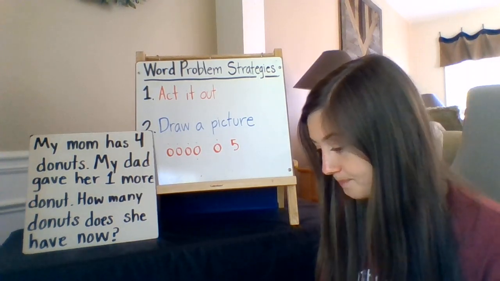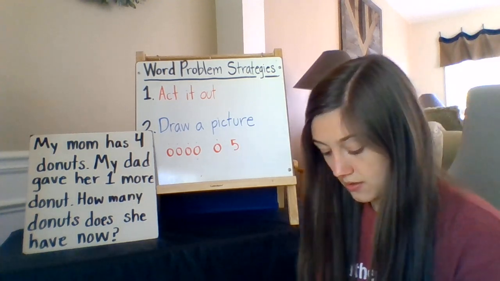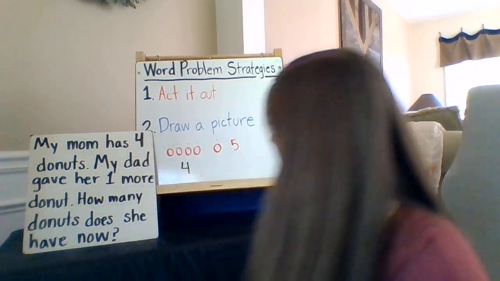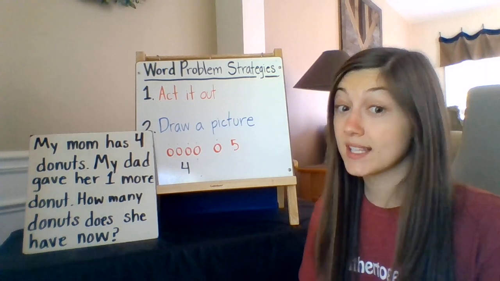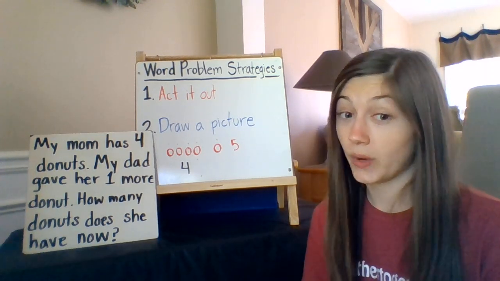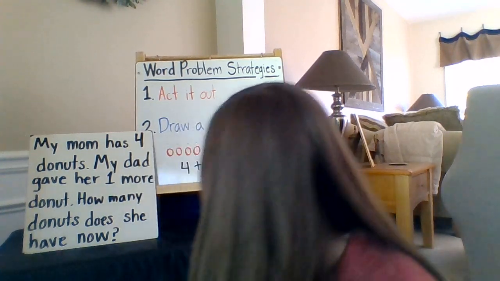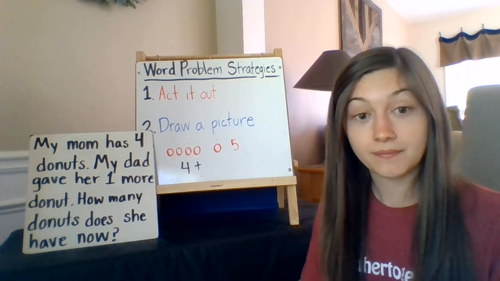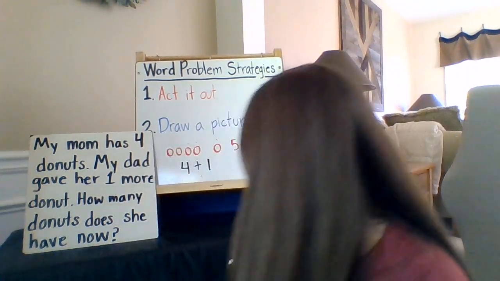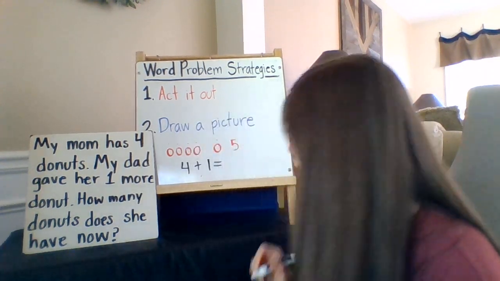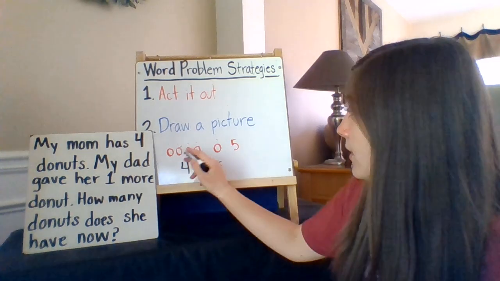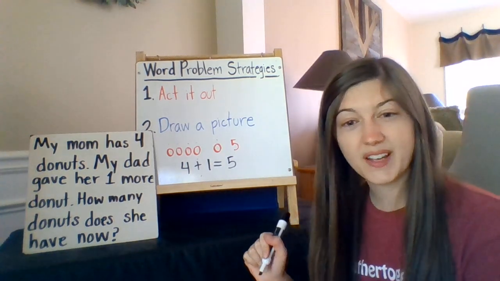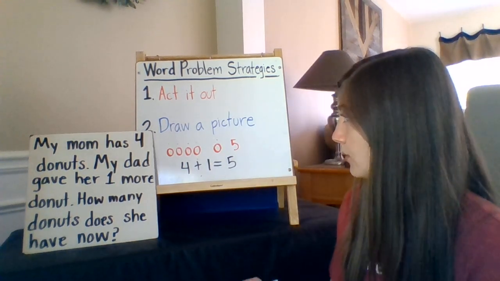Let's write a number sentence for that. So we know that my mom started with 4 donuts. And my dad gave her 1 more. We said that's addition because no donuts are being taken away. So we're going to draw a plus sign. 4 plus, how many more? How many donuts did my dad give my mom? 1. 4 plus 1. Oh, don't forget your equals sign. 4 plus 1 equals, oh, we already did our work up here, 5 donuts. My mom started with 4 donuts, my dad gave her 1 more, and we know that equals 5.